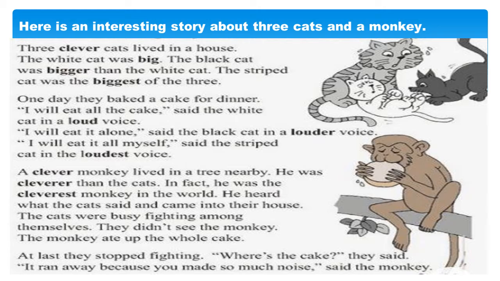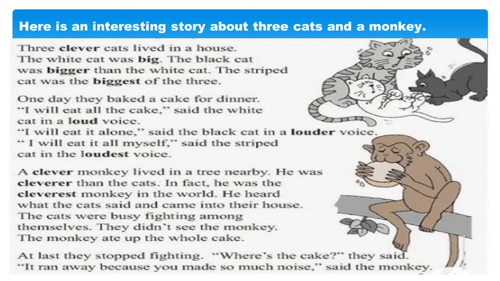Three clever cats lived in a house. The white cat was big. The black cat was bigger than the white cat. The striped cat was the biggest of the three. One day they baked a cake for dinner. "I will eat all the cake," said the white cat in a loud voice. "I will eat it alone," said the black cat in a louder voice. "And I will eat it all myself," said the striped cat in the loudest voice.